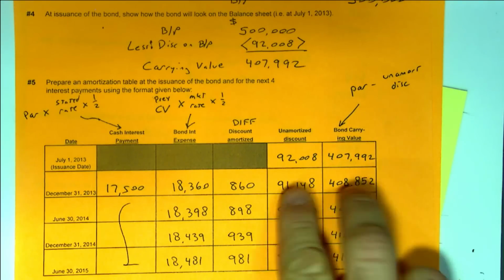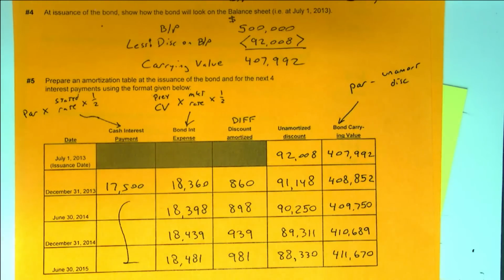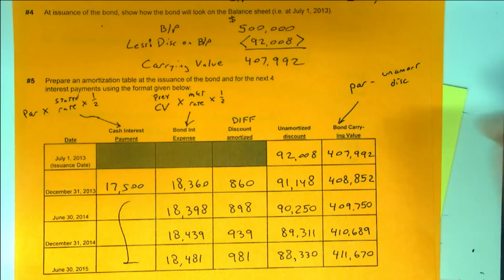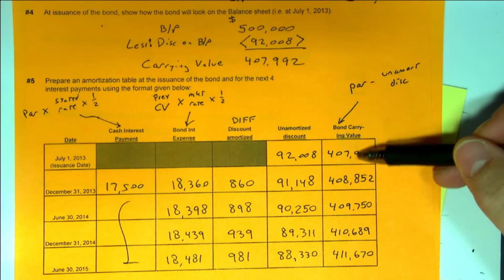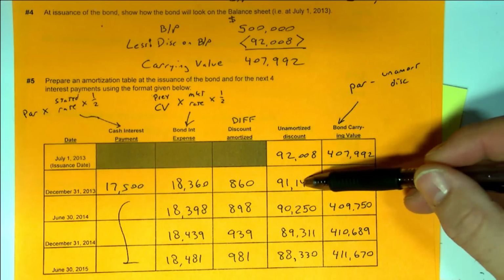Okay? And it works that way the whole time. So any questions on any number on this amortization table? Anybody? So the unamortized discount is subtracted from the original bond par value, not from the previous carrying value? Yes, that's correct. I think this is what you're saying. Yes, this column is always par value of 500,000 minus whatever this number is.